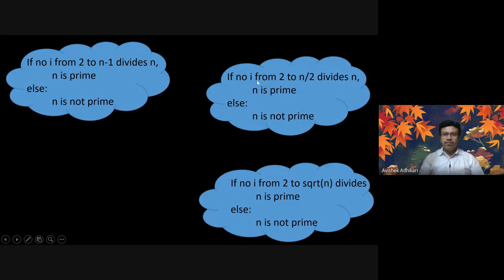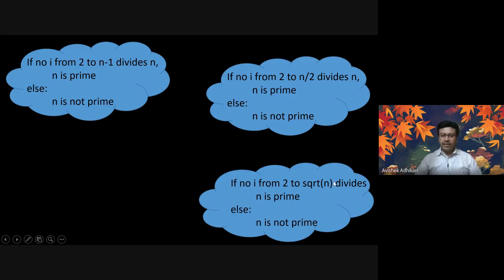One may think, why not go from 2 to n by 2? And if no i from 2 to n by 2 divides this, then n is prime. And if some i divides this, then n is not prime. Okay, if you know a little bit of mathematics, then you can very easily say, why not, instead of n minus 1 or n by 2, go till square root of n?